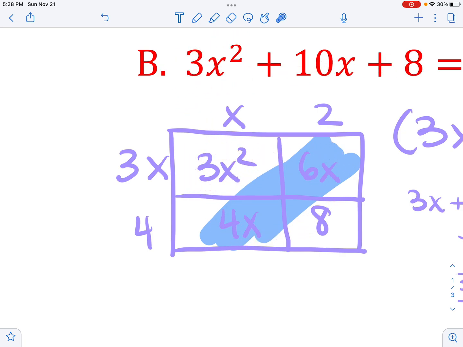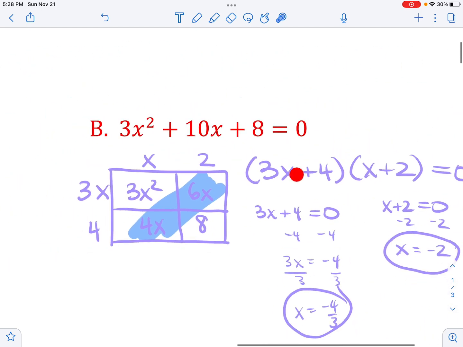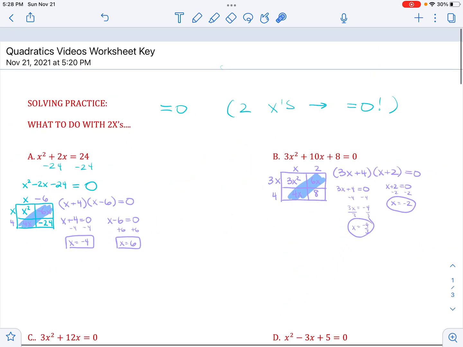3x squared is this, 8 is this. These two look the same, so we add them up, giving me this. And so if the inside matches the original problem, the outside must be the modified version, and then it switches to intercept form, so I can just split and solve those easily.